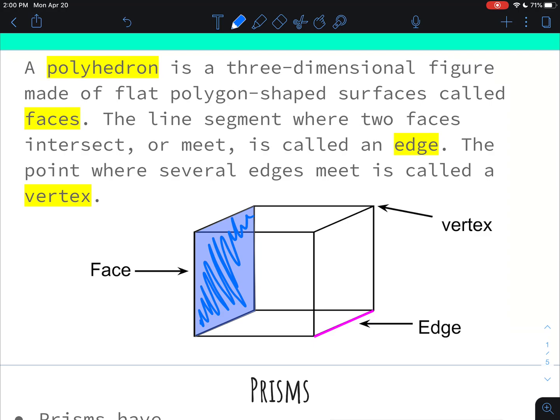So the line segment where the two faces intersect or meet is called an edge. So I have that outlined in pink here. So this would be the edge. All of these are edges. It's kind of where the two faces meet.